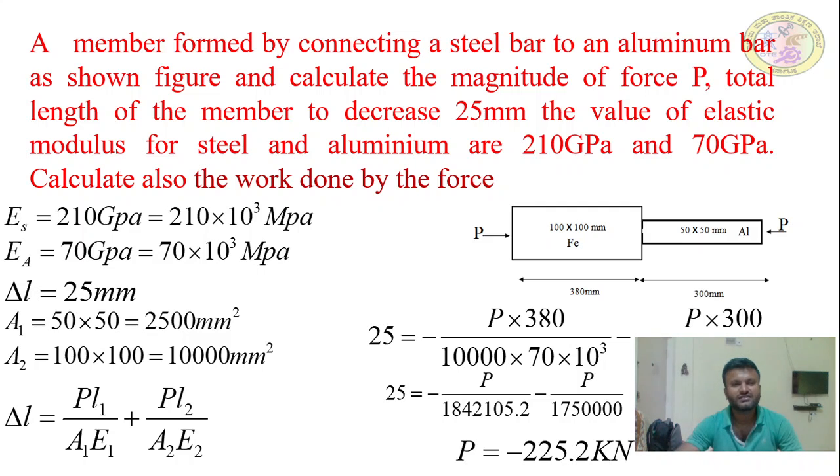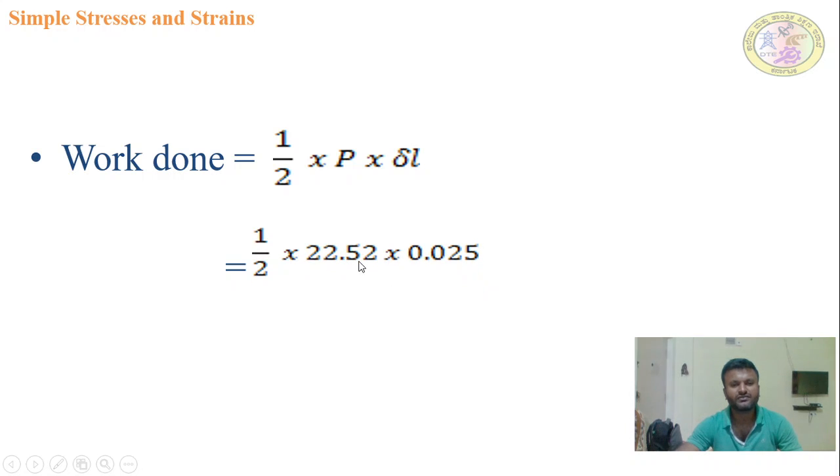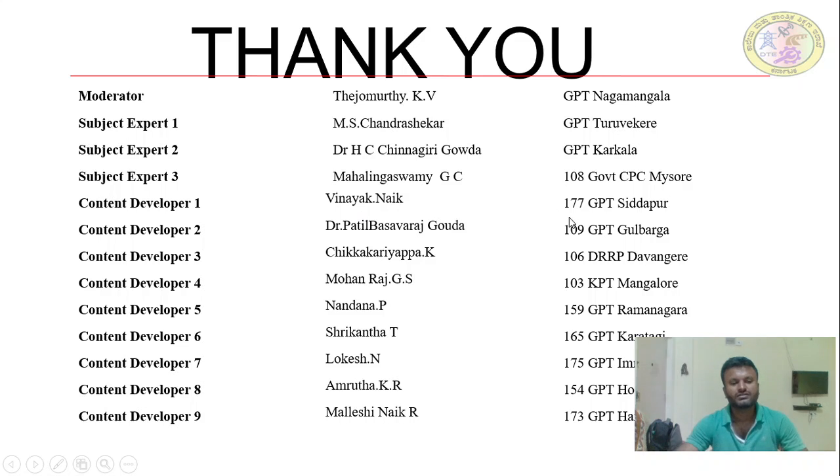Our question also asks for one more thing, the work done by this force. What is the work done? Half of P into delta L. Find this out. Half of P is 22.52 into delta L is 0.025. So the total work done is equal to 2580 Newton millimeter. Okay, this is how to solve the problem.